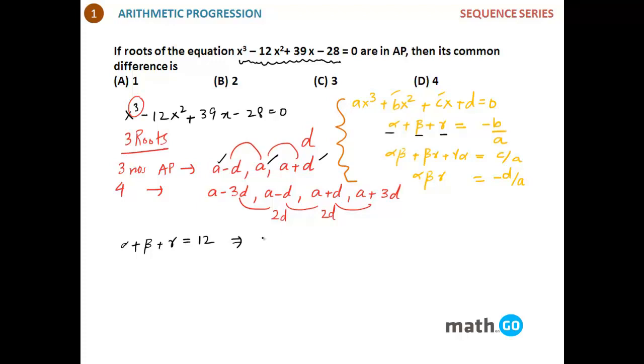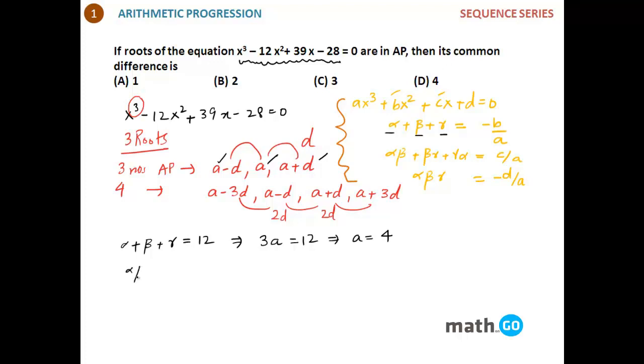I hope you are understanding why we have taken the three numbers like this. Because if you add them, you are just left with a. d cancels out and you directly get the value of a. So a comes out to be 4. There is no discrepancy in this. Now we also need to find d, because that is the target. In fact, you are asked to find the common difference.